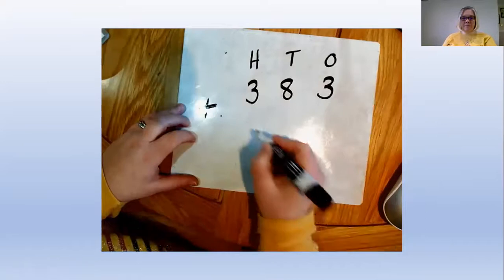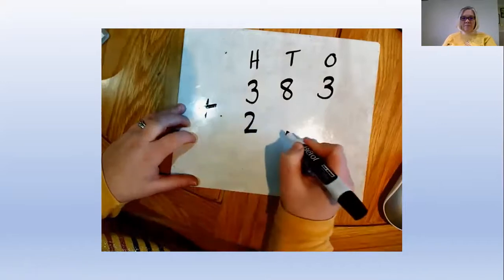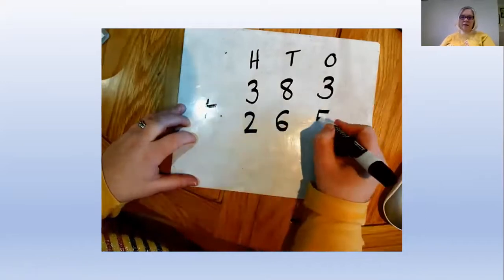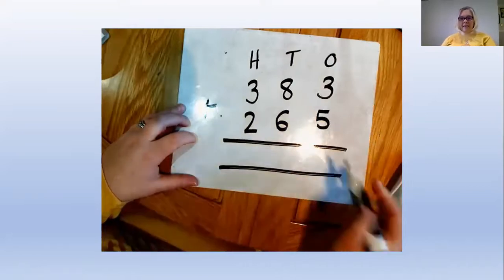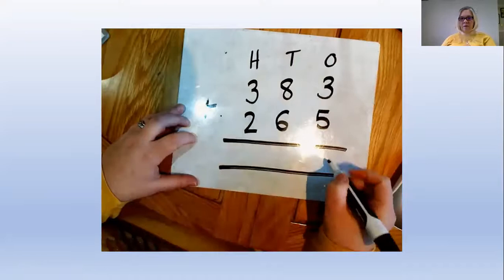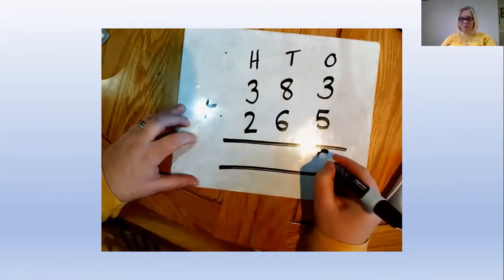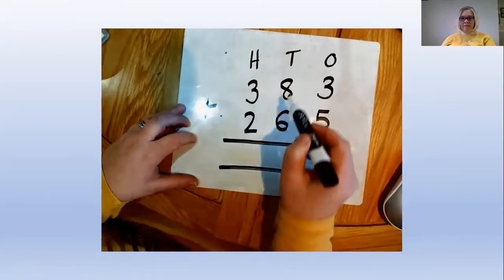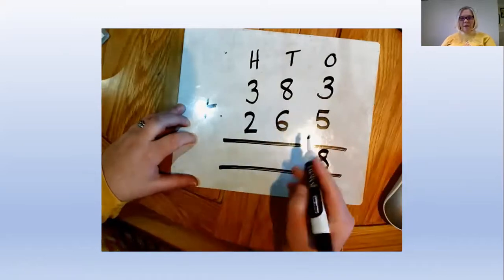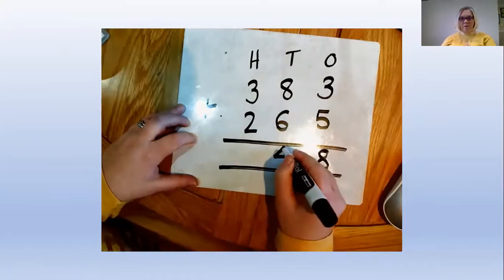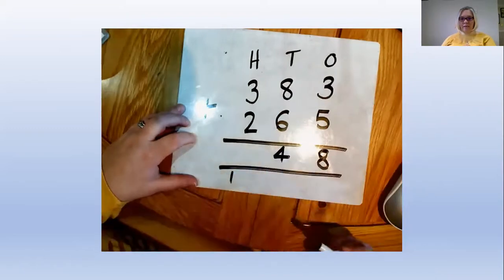Plus 265. I had 200s, 6 10s, and 5 1s. I now need to add up my 1s. 3 plus 5 is 8. I now need to add up my 10s. Okay, I put 8 in my head and add on 6, and that's 14.